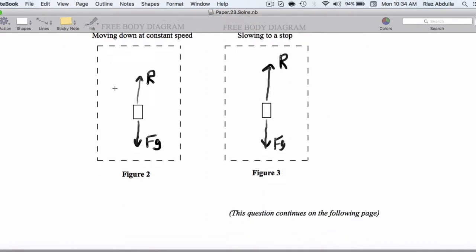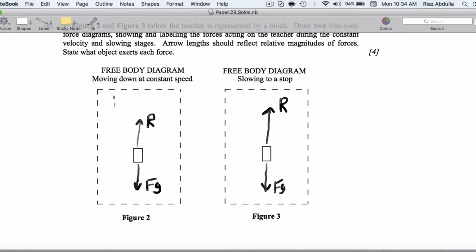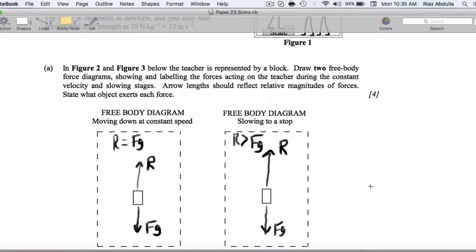I would even label this. I don't know if the IB does this, I don't think they do, but I want to be really clear in my picture that I'm trying to indicate that.